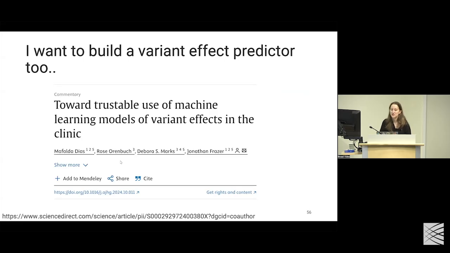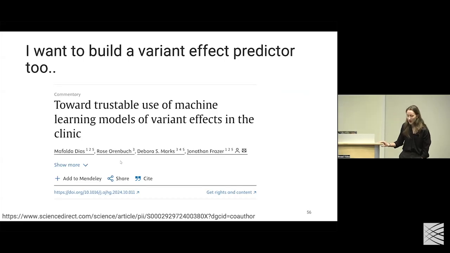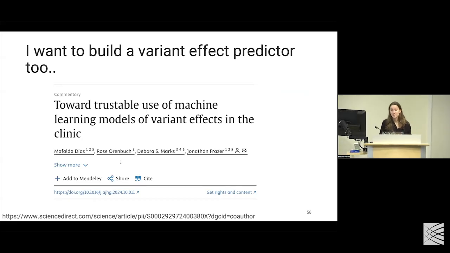I think it came out like two or three days ago, on moving towards trustable use of machine learning models of variant effects in the clinic. And this is a very important piece of work to read because it highlights some of these questions. You give it model data and you ask it to predict something, it will. But maybe you should ask the question of what is it training on, and is this relevant for what I'm interested in? You have to ask these questions or else you're blindly trusting something. And when it comes to clinical problems, we can blindly trust nothing.